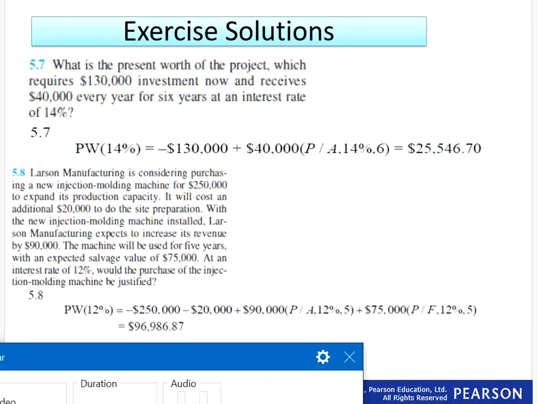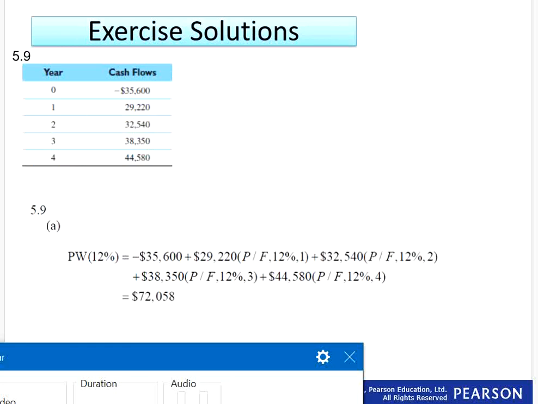So you can solve these questions, check your answer, and compare with what I have on the slides. Now I'll go to the next exercise solution, which is similar to this one, 5.9. Again, it is very similar. You just have cash flows and calculate a P. This is year 0, which is minus 35,600. These are unequal cash flows, so you calculate a present worth, which is 72,000, right?